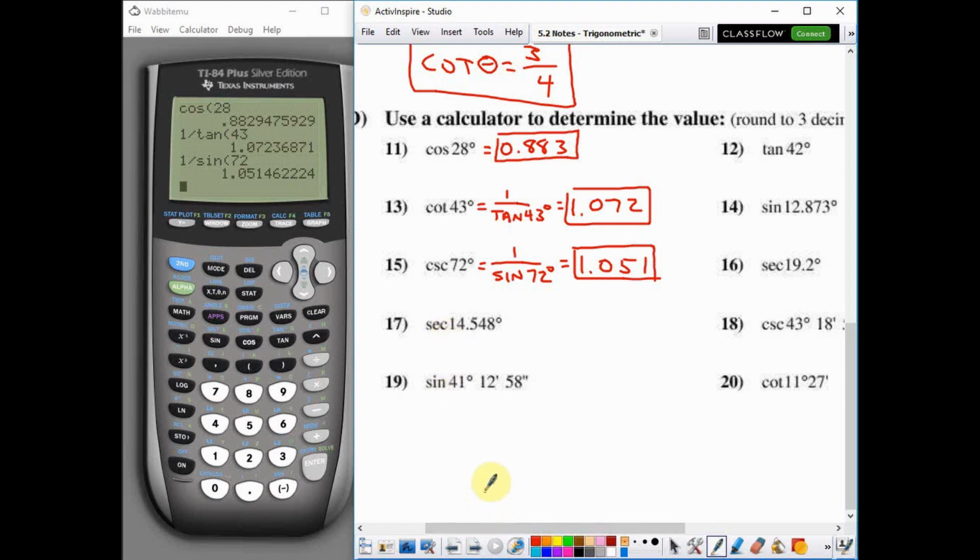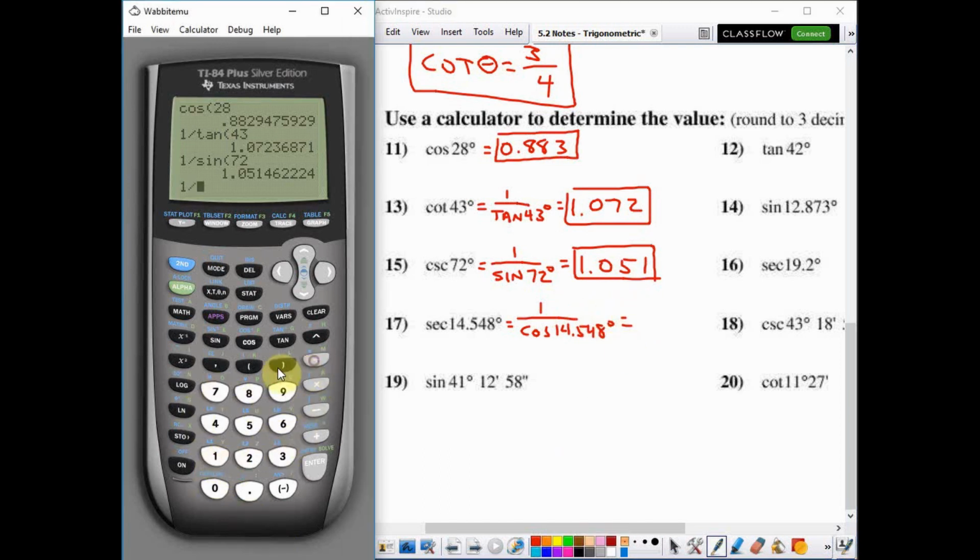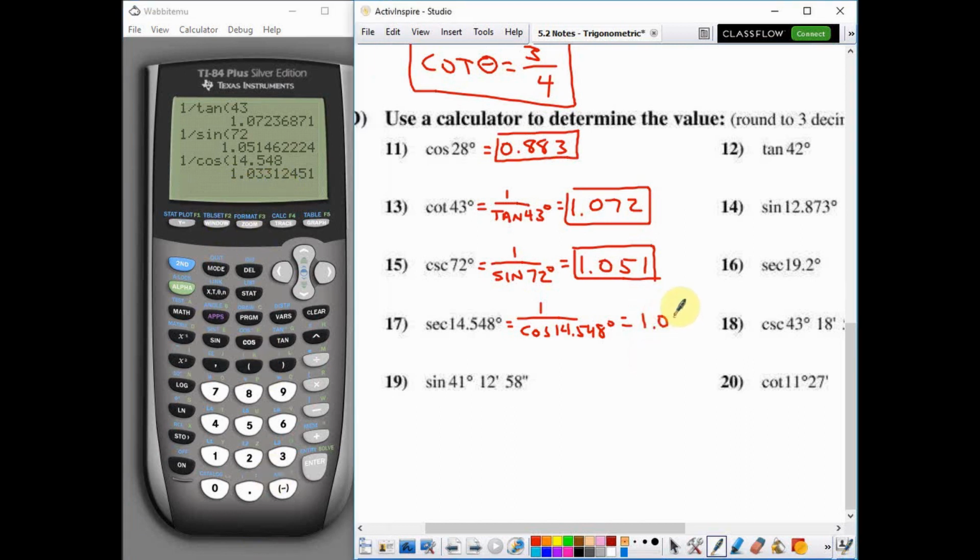Secant is the reciprocal of cosine, so it's 1 over cosine of 14.548 degrees. 1 divided by cosine of 14.548 is 1.003. The next digit is a 1, not enough to bump that up. So 1.003.